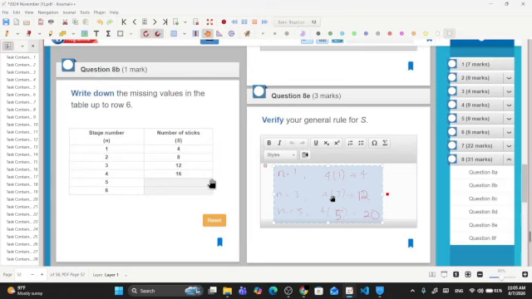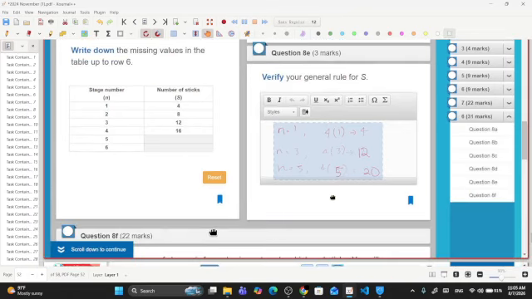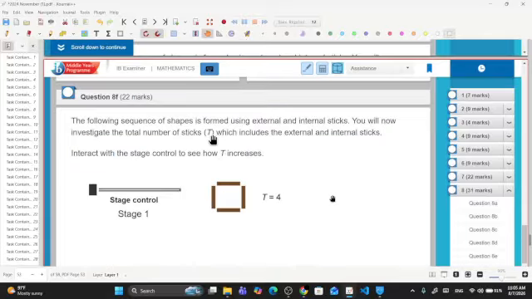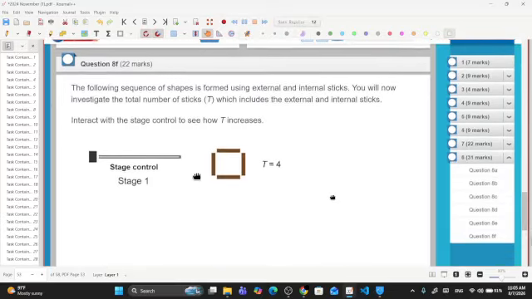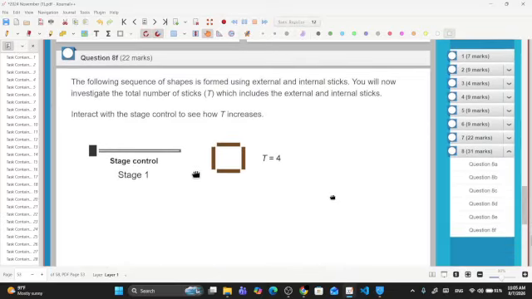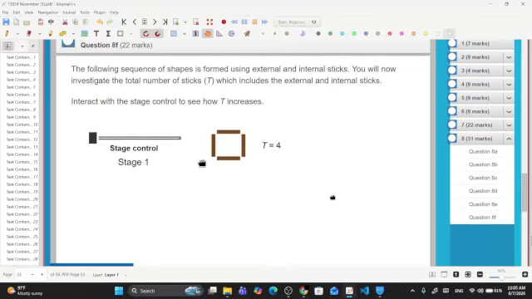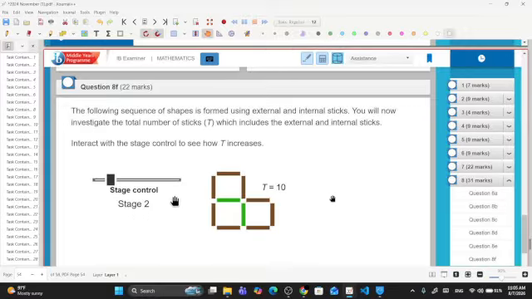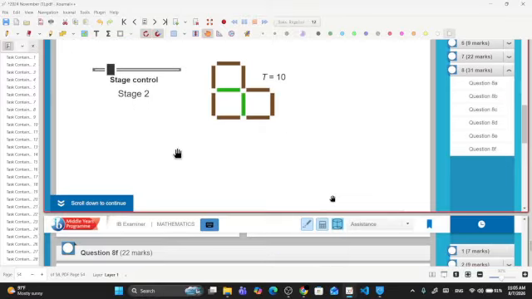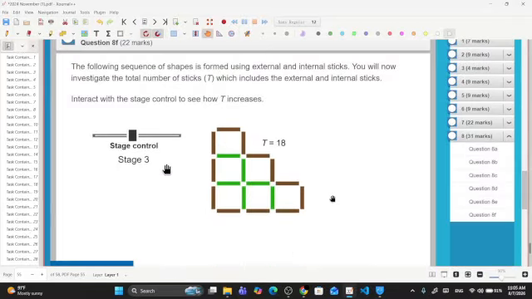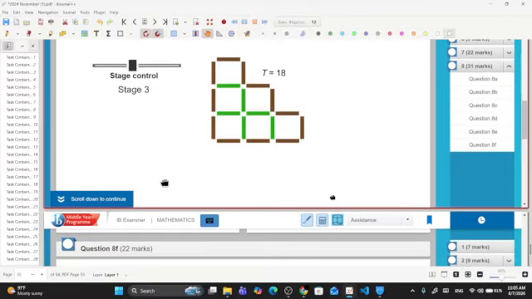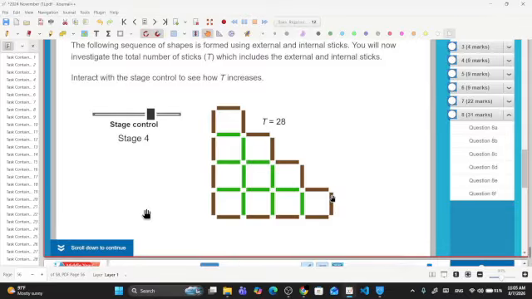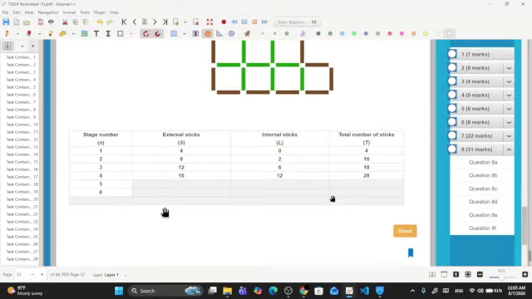Okay. The next part, 8 part F, is basically of 22 marks. It says the following sequence of shapes is formed using external and internal sticks. All right. You will now investigate the total number of sticks T, which includes the external and the internal sticks. Okay. All right. T equals 10. T equals 18. T equals 28. So there are a total of 28 sticks.